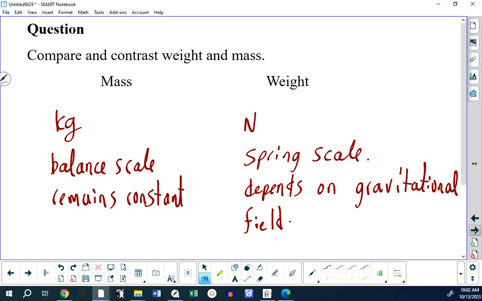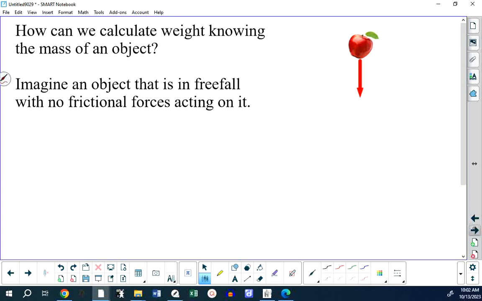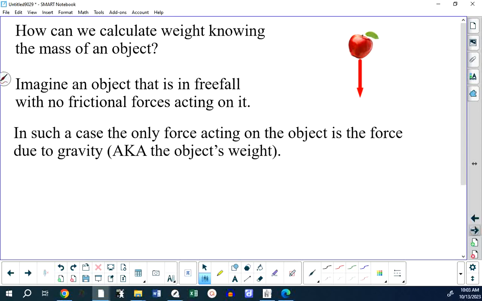Okay, so how do we calculate weight? Well, how do we calculate the weight of the mass of an object? Let's consider an object that's falling. So we're going to talk here about an object that's in free fall. I'm choosing an apple here. And there are no frictional forces, which for an apple is pretty much true unless you let the apple fall from a very tall building, then the friction builds up over time. But certainly dropping an apple from a height of 1 meter or so will create very little friction. In such a case, the only force acting on that apple is the force of gravity.